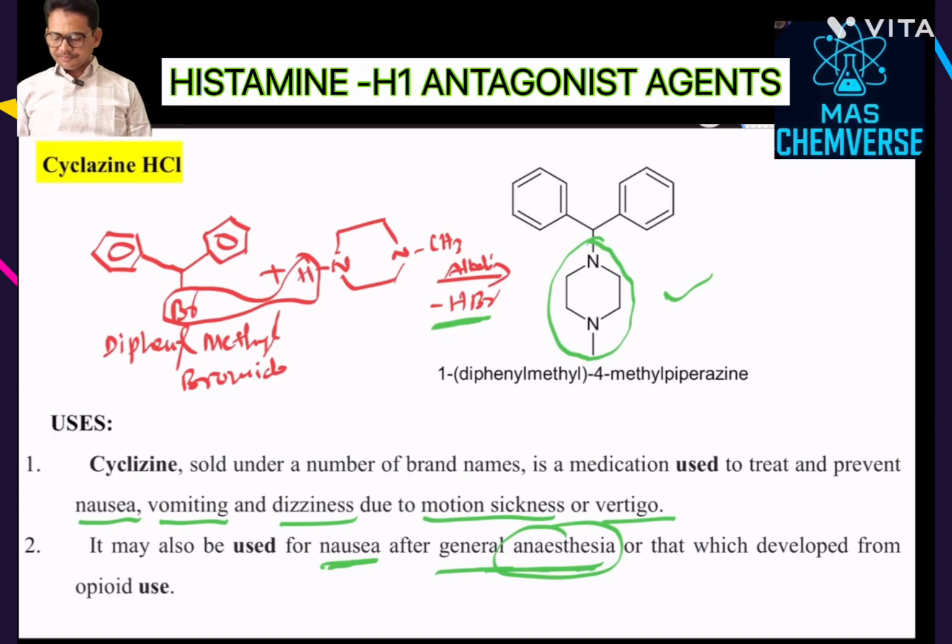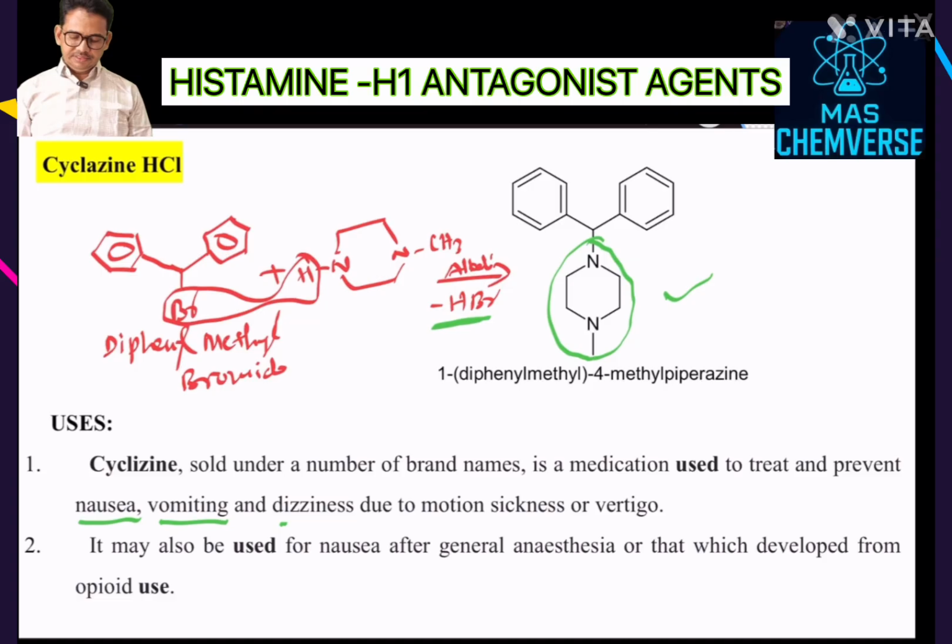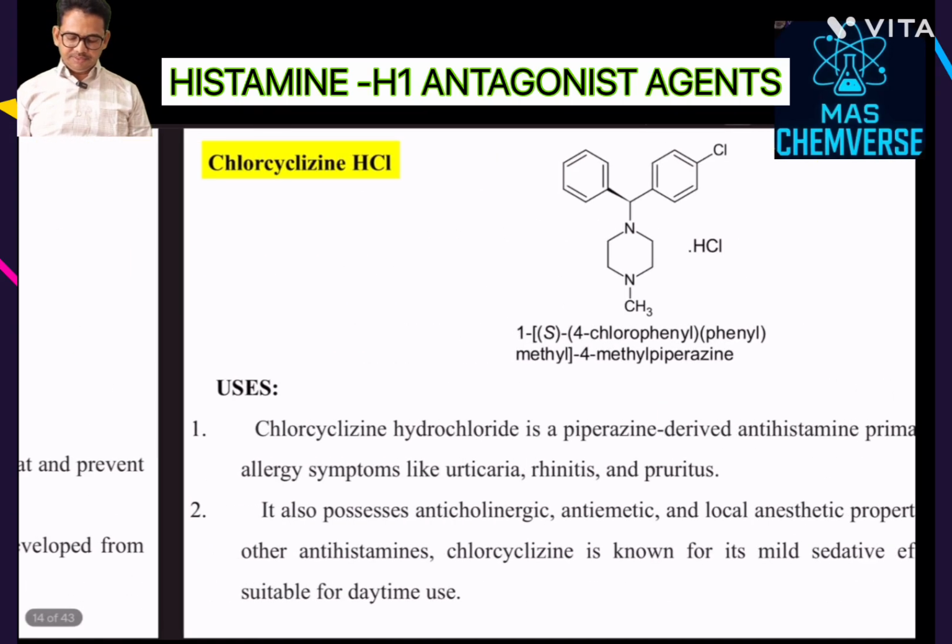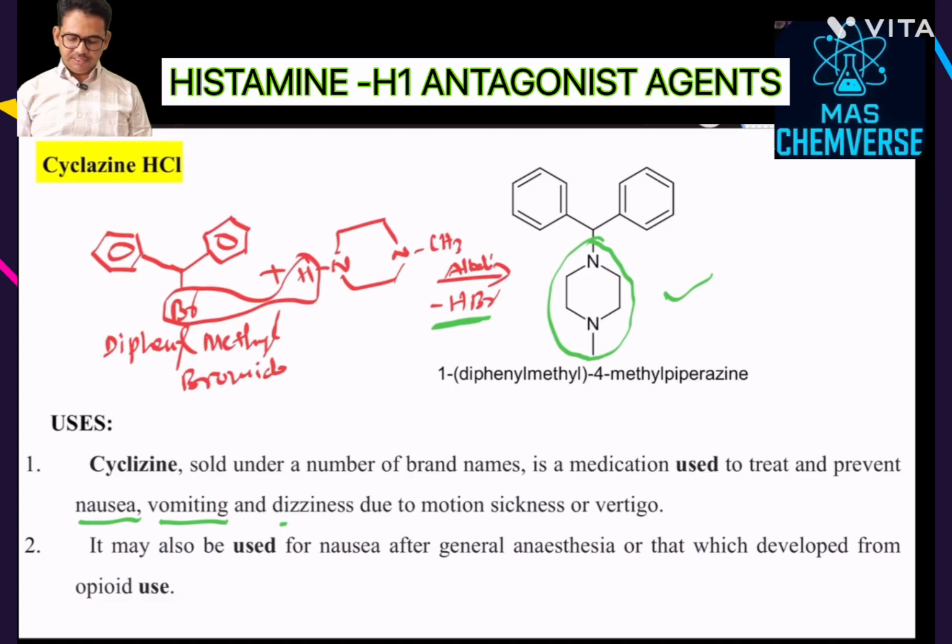Okay, because it is developed from the opioids. But it has slightly different uses, like nausea, vomiting, dizziness, motion sickness, and vertigo. This vertigo is caused due to allergies. Okay, these are the uses of this. The synthesis you can easily write, and another thing is that it is similar to diphenhydramine, but the only thing is that it has piperazine in its structure.